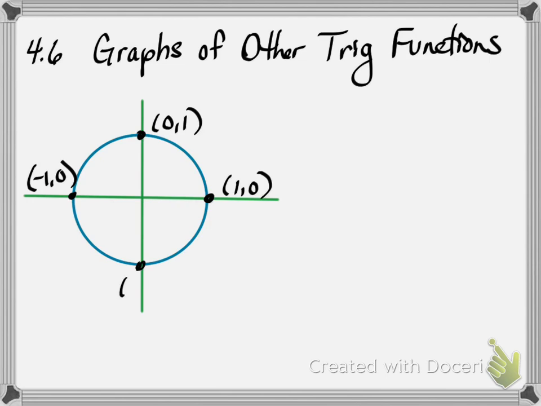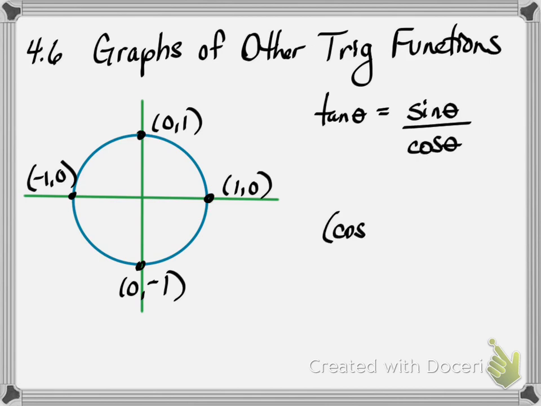And tangent isn't immediately obvious on the unit circle, but if we use the quotient identity, that tangent of theta is sine theta over cosine theta, and we remember that every ordered pair is cosine theta then sine theta, then tangent is here. I just have to think about it a little bit.